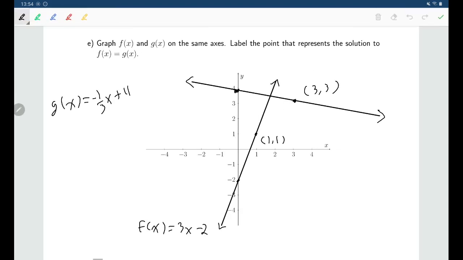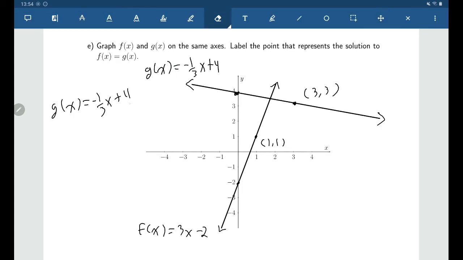Now, before I do that, of course, I should label my second equation. G of x is -3rd x plus 4. I almost forgot to do that. Of course, we want to make sure that everything is labeled.